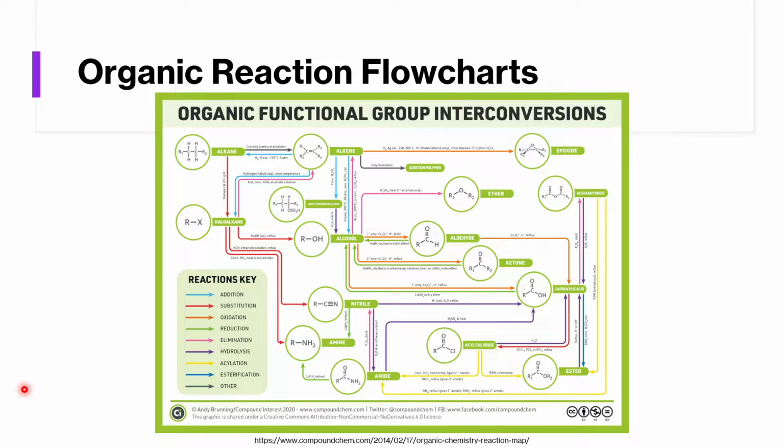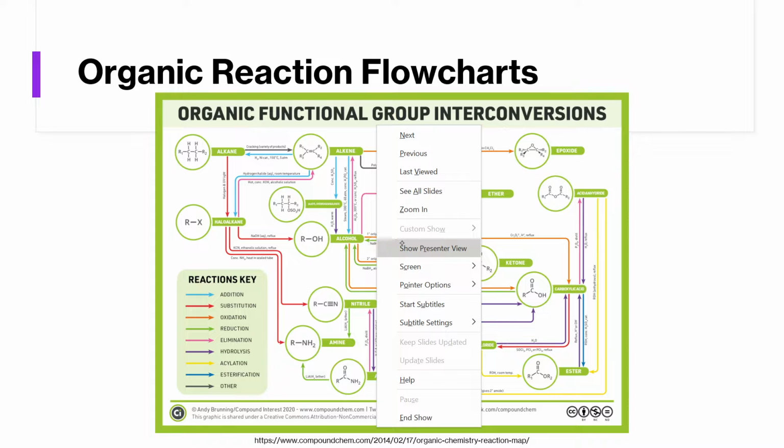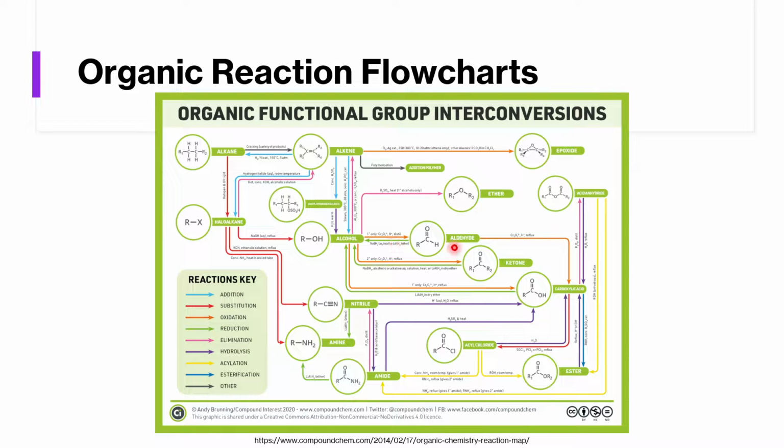Now this is an example of what a reaction flowchart can end up looking like. Keep in mind that this flowchart has additional reactions that we have not learnt about in class, but includes a large variety of reactions that you have already seen before. For example, we know that alcohols, or at least primary alcohols in particular, are able to form aldehydes through an oxidation process.